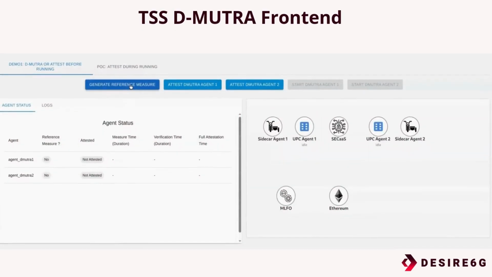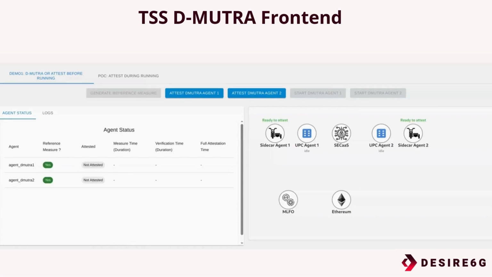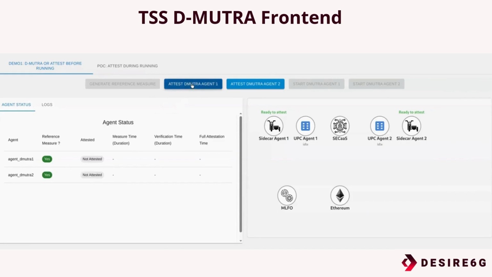First, we will generate the reference measurements, which will also produce unique identifiers for each agent. Next, we can begin attesting Agent 1. As soon as we send the attestation request, the remote attestation mechanism with our blockchain is triggered. Now we can see the measurement time results, which are very short, around 1 to 2 milliseconds.